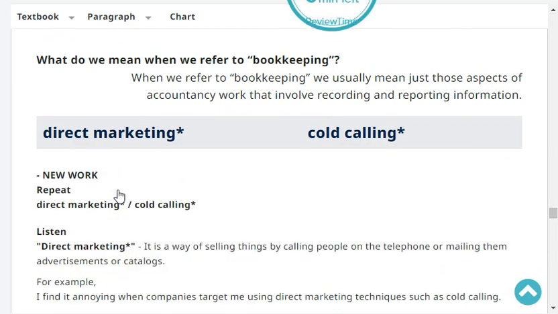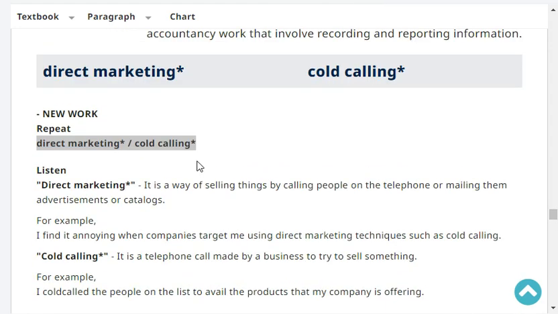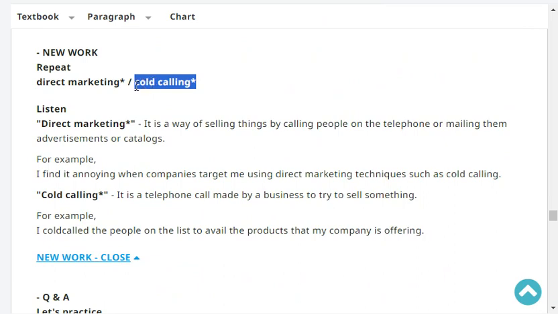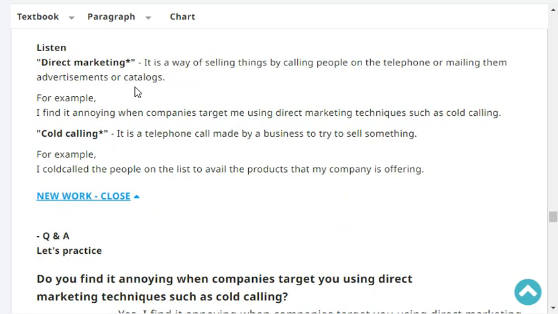Next, direct marketing, cold calling. Very good. Okay, listen, direct marketing is a way of selling things by calling people on the telephone or mailing them advertisements or catalogs. For example, I find it annoying when companies target me using direct marketing techniques such as cold calling, a salesperson calling you. Cold calling is a telephone call made by businesses to try to sell something, like telemarketers. For example, I cold call the people on the list to avail the products that my company is offering.